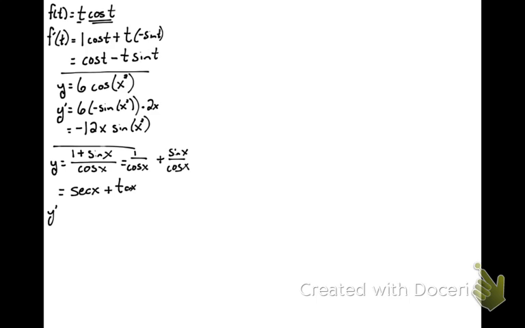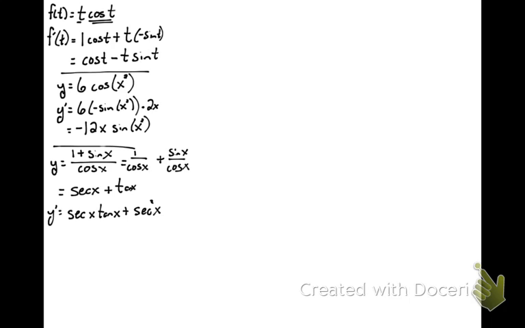And so y prime in this case will be equal to secant x tangent x, because that's the derivative of secant x, plus the derivative of tangent x, which is secant squared x. Right, so just a different strategy rather than the quotient rule, which would have gotten you an equivalent but perhaps different expression.